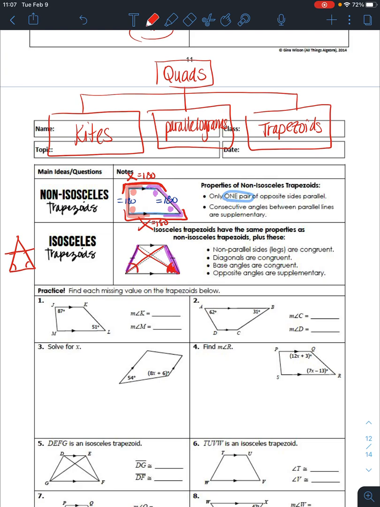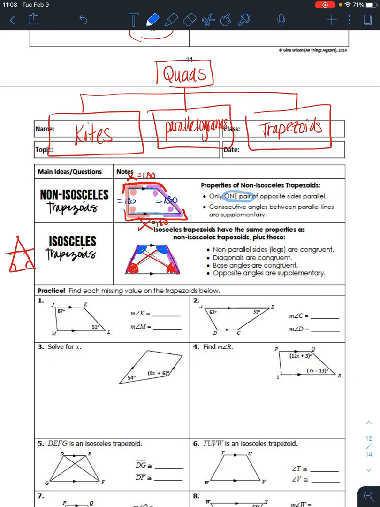What also happens is, just like with an isosceles triangle, your base angles are the same. So I've got this base angle that is congruent to that base angle, but I also have this other set of angles. These are also base angles, and these two angles are congruent to each other. Okay, so your base angles are congruent, and then your opposite angles are supplementary.